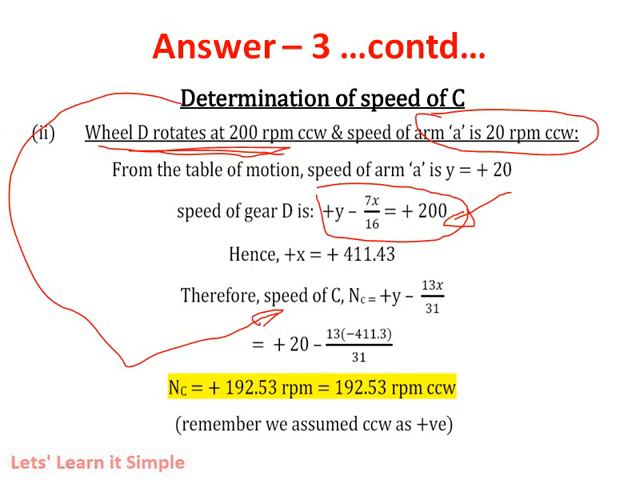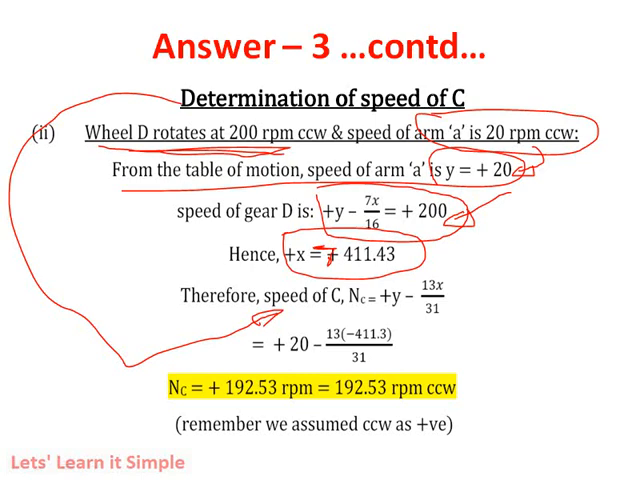Now from the table of motion, y is the speed of arm, which is plus 20. Now if you substitute plus 20 here, you will get x as 411.43. Sorry, basically it is minus. It should be minus 411.43. That is, the value of x is equal to minus 411.43.